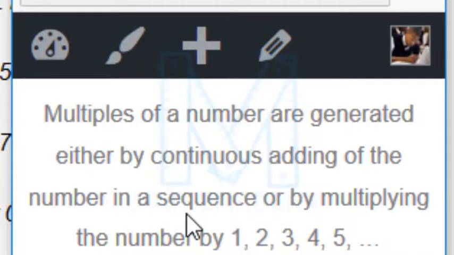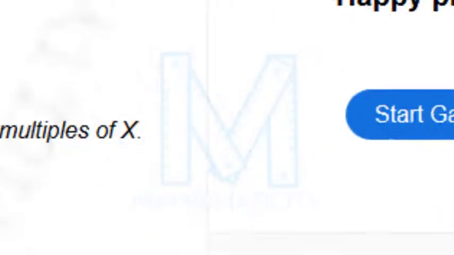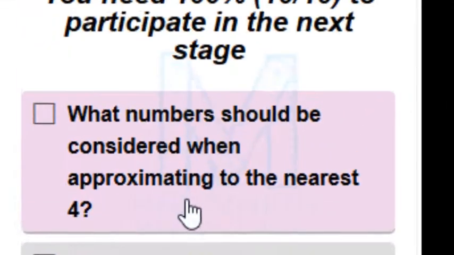So now, if you check the explanation page, you'll understand that multiples of a number are actually generated either by continuous adding of the number in a sequence or by multiplying the number by 1, 2, 3, 4, 5, and so on. So that's just it. Now let's go on and start the game.